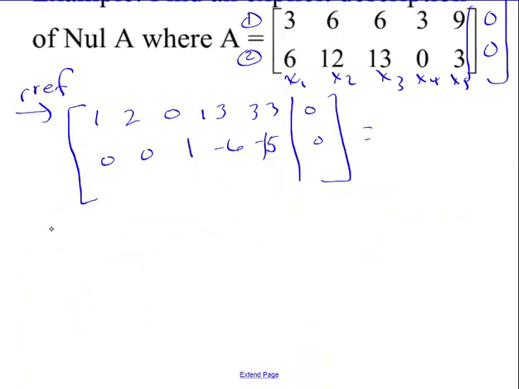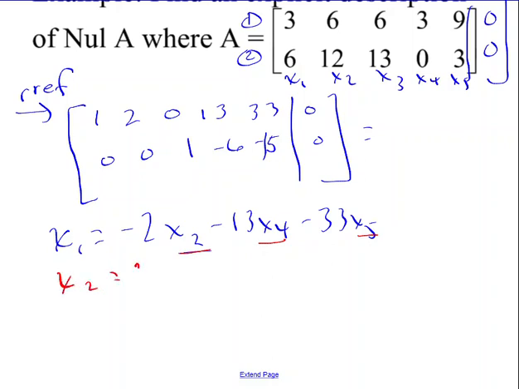And that just says that x1 plus all those things equal 0, or x1 is equal to negative 2 x2 minus 13 x4 minus 33 x5. So we can already see what the three free variables are. Those are the three free variables that we have.